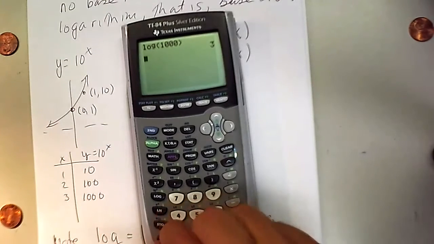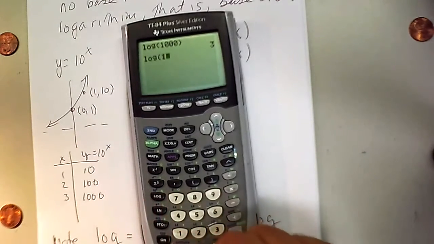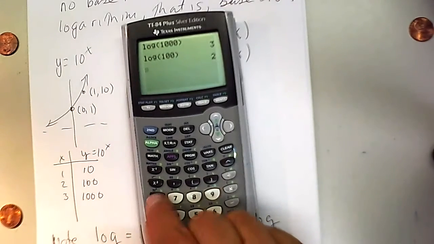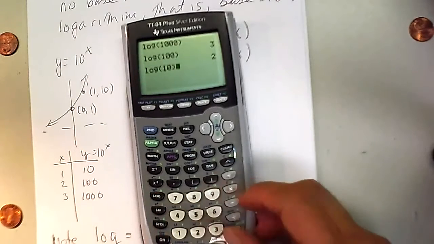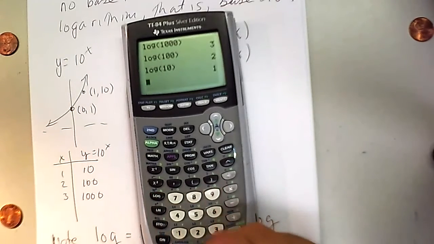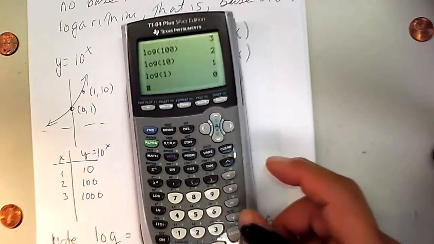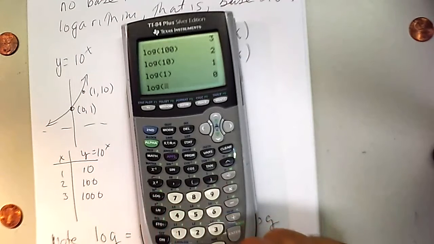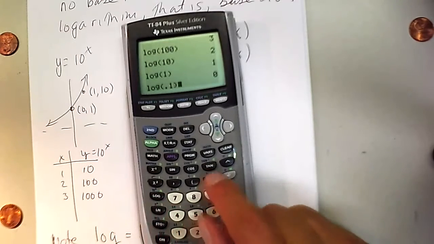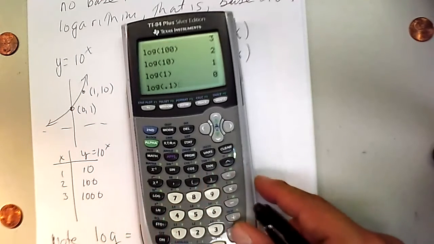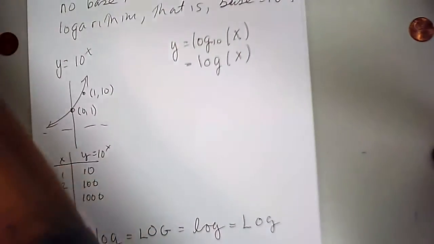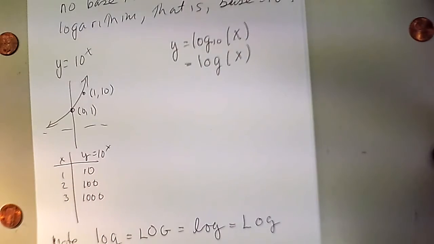We can do another one. Logarithm of 100 is 2. Logarithm of 10 is 1. Logarithm of 1 is 0. And then we can do logarithm of 0.1. So 10 to what power gives us 0.1, and that is -1. Okay, so get to know your inputs and your outputs.